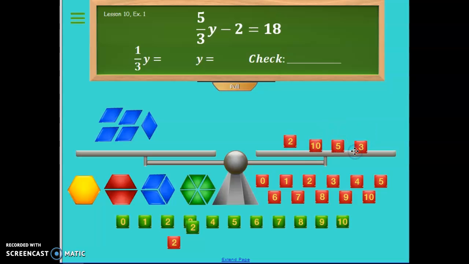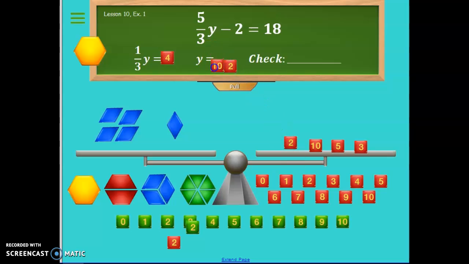Okay, so 5/3 of y, and this totals 20. So if 5/3 equals 20, then how much is 1/3? 1/3 is going to be 4, right? And if 1/3 y equals 4, then y would be 12. Okay?